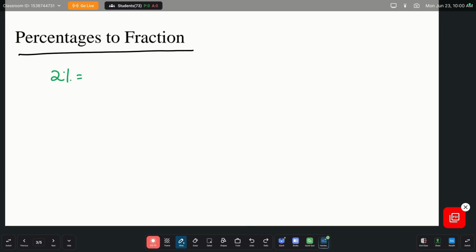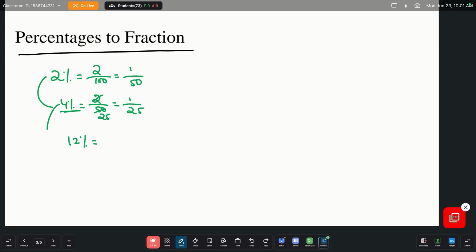2 percentage will be equal to 2 by 100. 2 by 100 will be equal to 1 by 50. So what about 4 percentage? 2 twos are 4. Already 2 percentage is equal to 1 by 50, so 4 percentage will be equal to 2 by 50. 2 ones are 2, 25 twos are 50. That will be equal to 1 by 25. Again 12 percentage, in the 4 table, 12: we have 4 threes are 12. So that will be equal to 3 by 25.